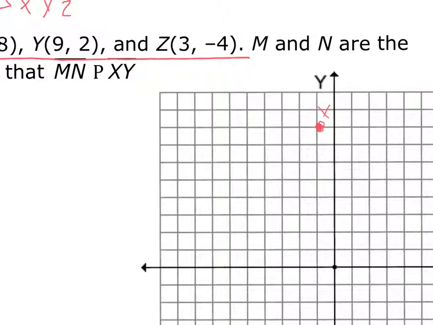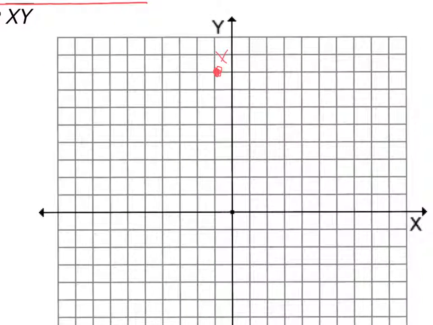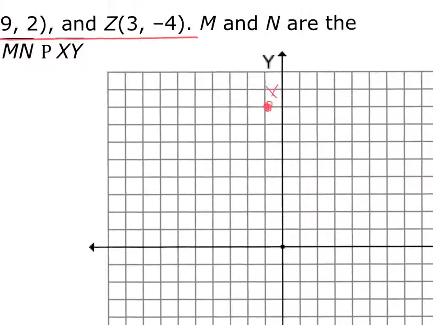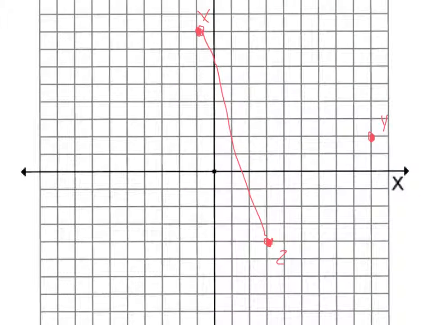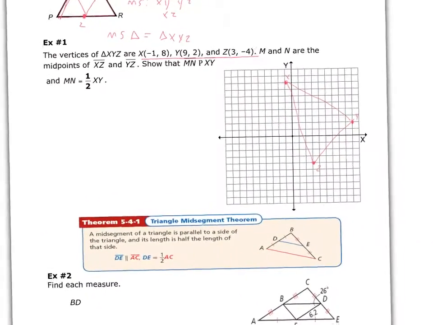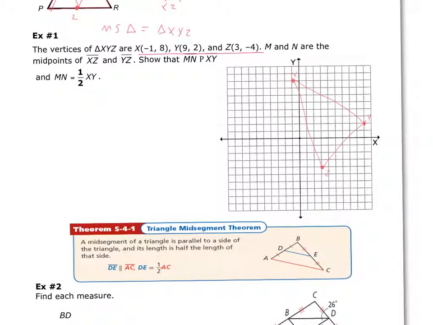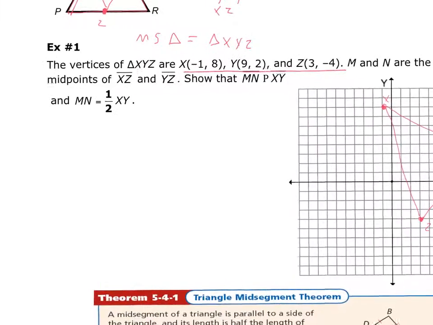Our second one was 9, 2, so let's go ahead and go to 9, 2. So we go over 9 and up 2, and that's our point Y. And our point Z was 3, -4, so go over 3 down 4, and that's our Z. All right, so let's go ahead and connect our points between our 3 points. And there you have it. There's our triangle.